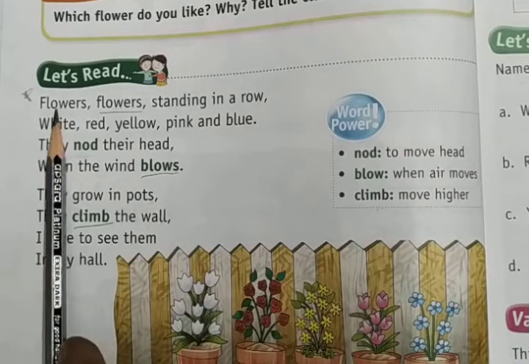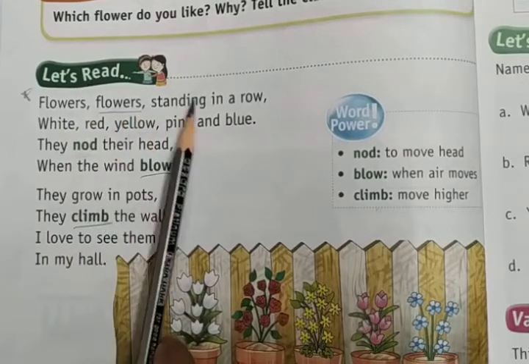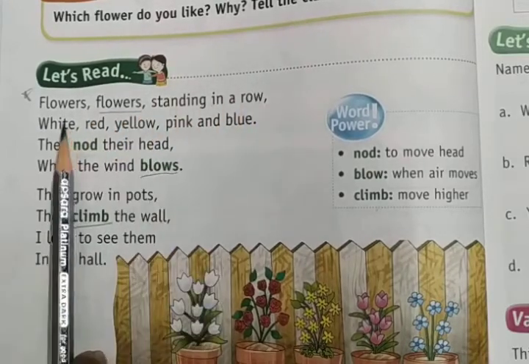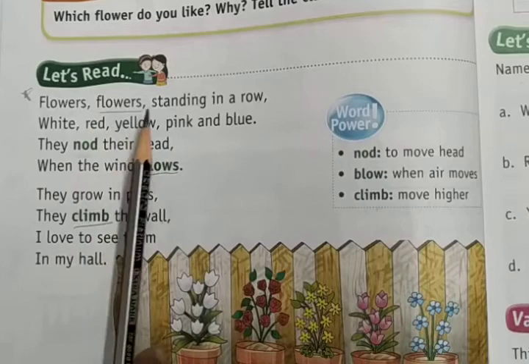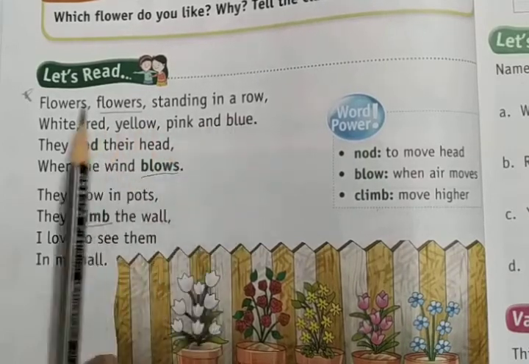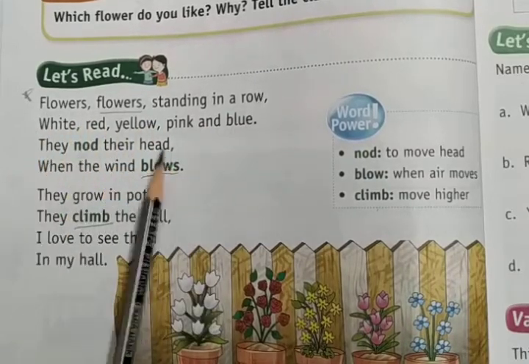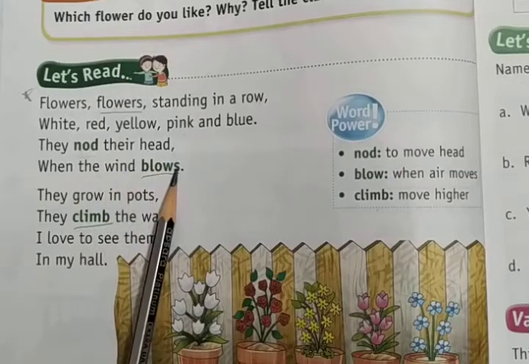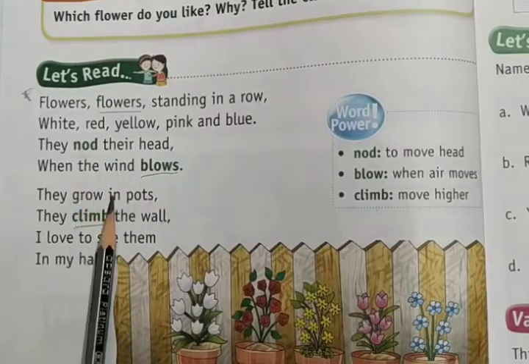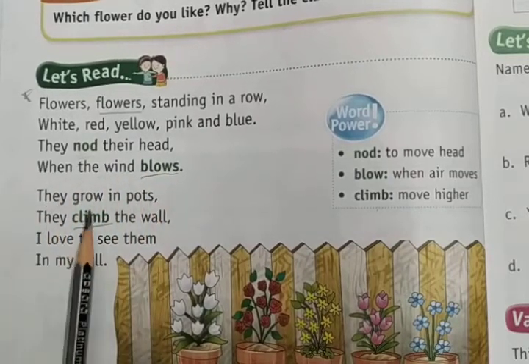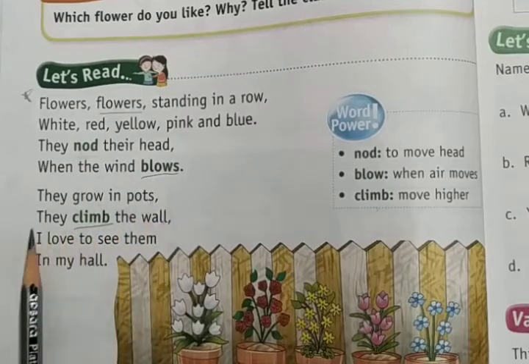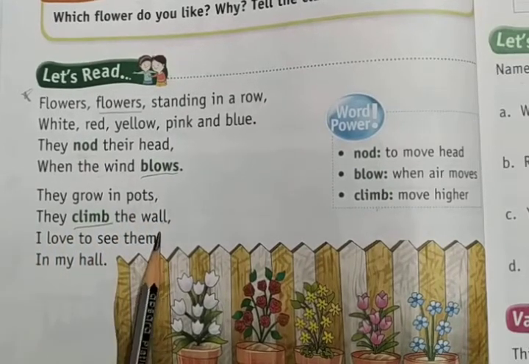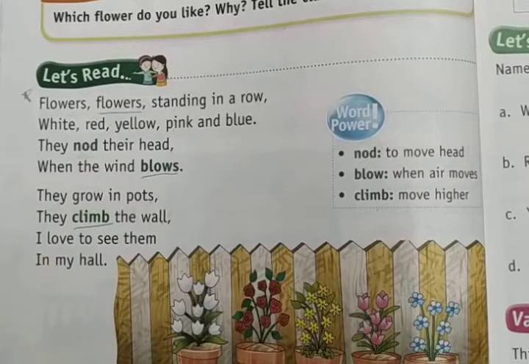Flowers, flowers standing in a row. White, red, yellow, pink and blue. They nod their head when the wind blows. They grow in pots. They climb the walls. I love to see them in my hall.